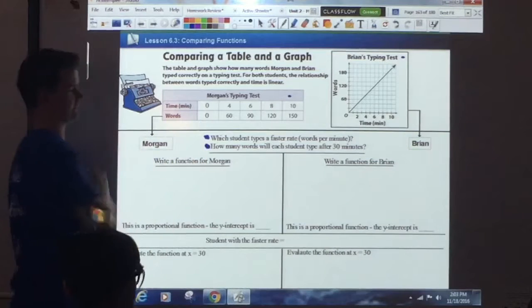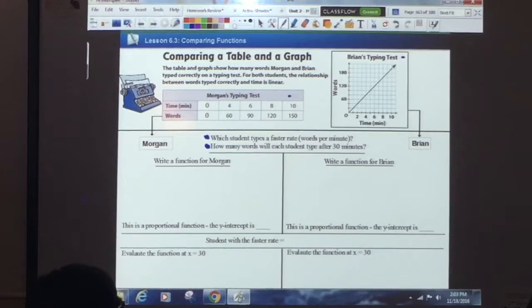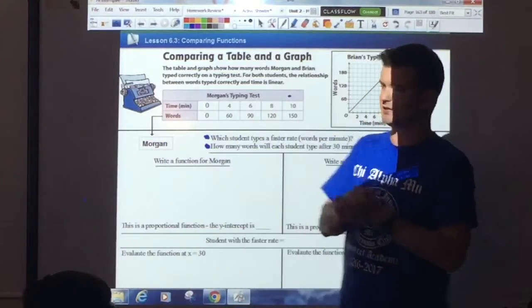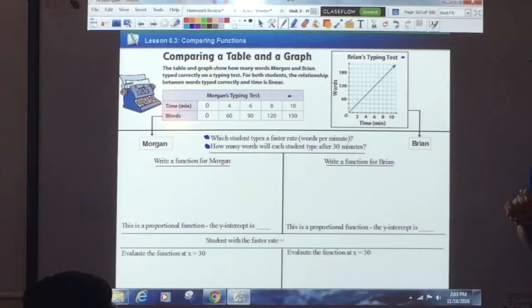Next question, once I write my functions, how many words will each student type after 30 minutes? That means once I have both of my functions written, I have to evaluate them at 30. The good thing is these look pretty easy to write. Simply because if I look at the table, that's the table.